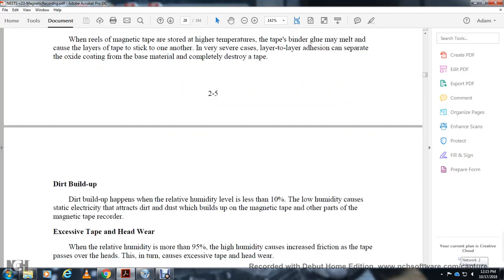Dirt buildup happens when the relative humidity level is as low as 10%. Low humidity can cause static electricity, which attracts dust that builds up on the magnetic tape and other parts of the magnetic tape recorder.